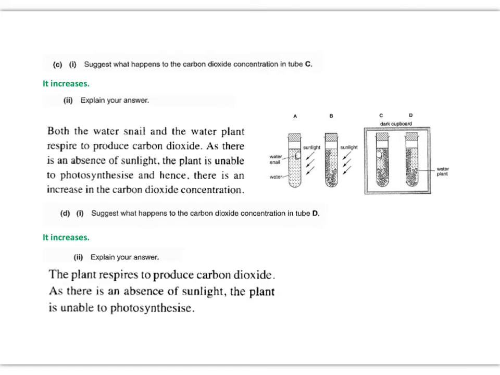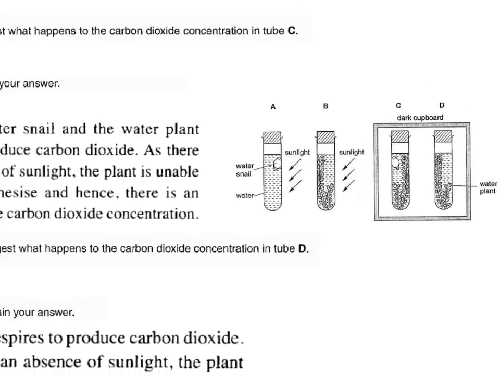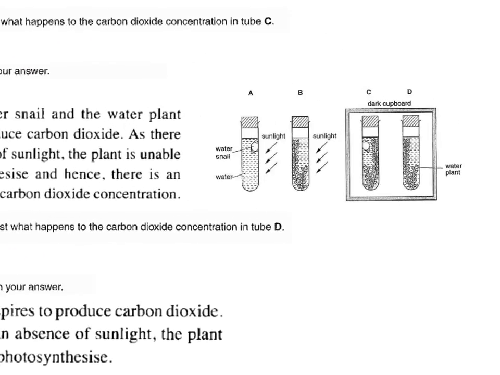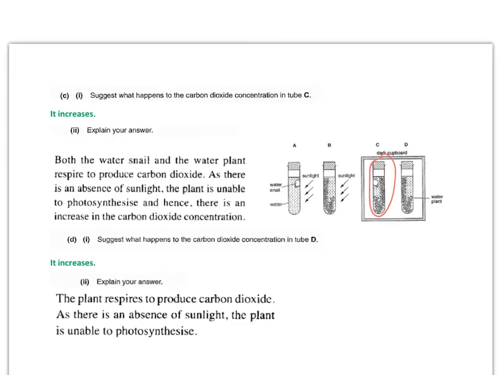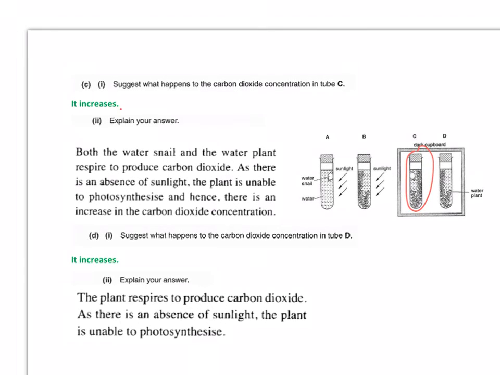C, part 1. Suggest what happens to the carbon dioxide concentration in C. So you're given the diagram here. So most likely, overall, in the absence of sunlight, take note, so both will undergo respiration. So the snail and the plant both take in oxygen and produce carbon dioxide, so both increase. Explain. So we're looking at both. Okay, if you can talk about respiration, you can talk about oxygen decreasing and carbon dioxide increasing. Name the two processes. Okay, not just that, tell me that's absence of photosynthesis. So there's respiration, but no photosynthesis. There's the two parts of your answer.